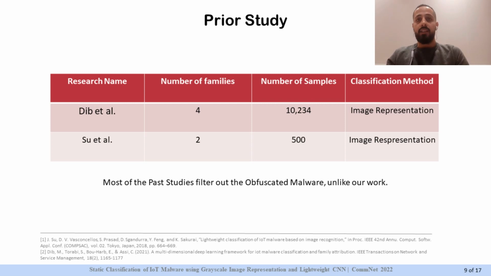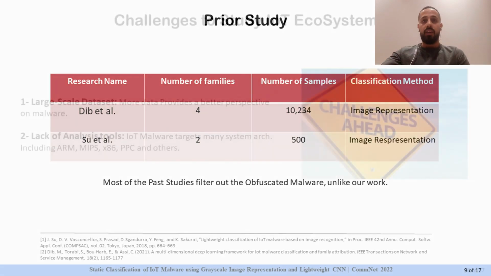The second study also focuses on image representation, where they classify malware into 2 classes, benign or malware. Also, they use only 500 samples. Note that, unlike our work, most studies filter out obfuscated binaries, since their strategy is mainly based on readable ASCII strings found in the malware samples, which reduces the detection rate of the malware if it is obfuscated.